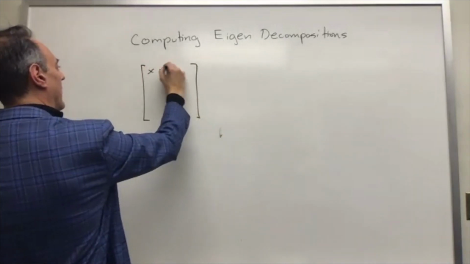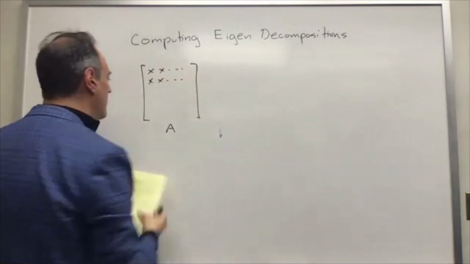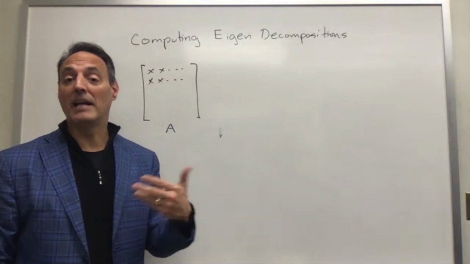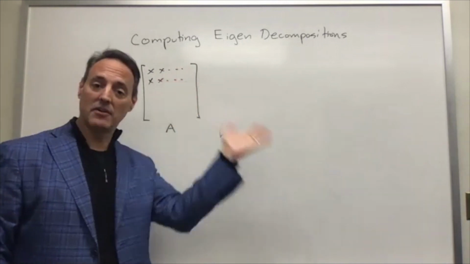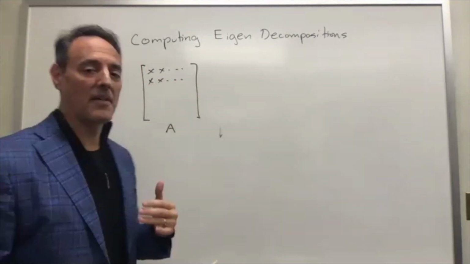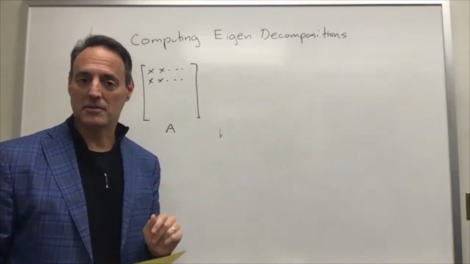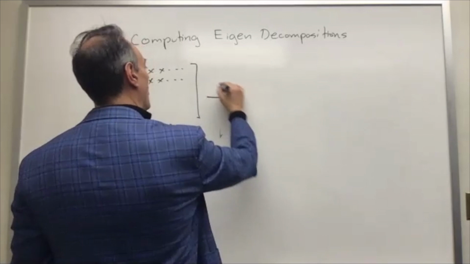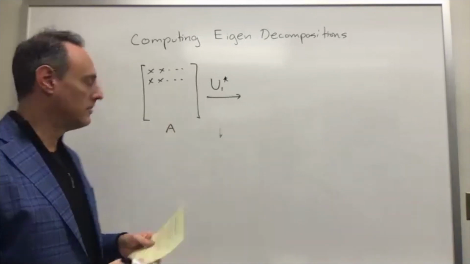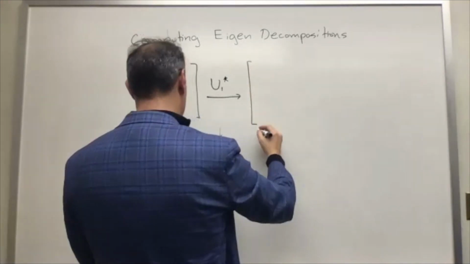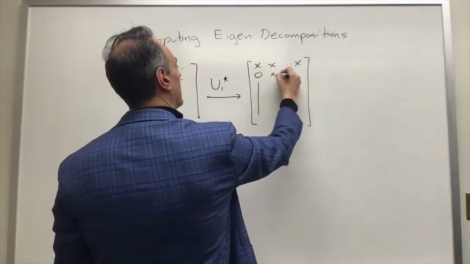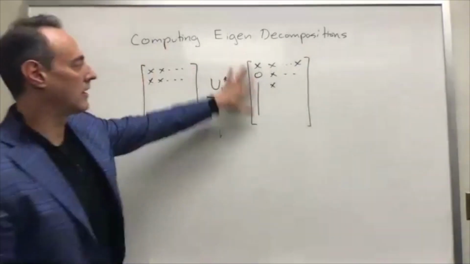I start off with a matrix A. Now what I want to do is reduce this to a bidiagonal form. I want to get it to a diagonal down the middle plus an upper diagonal. So here's what I'm going to do. I'm first going to multiply this by some unitary matrix, which I'm going to call U1 star. And what I want U1 star to do is zero everything out below the main diagonal I'm looking at.